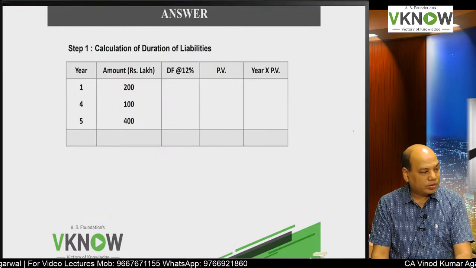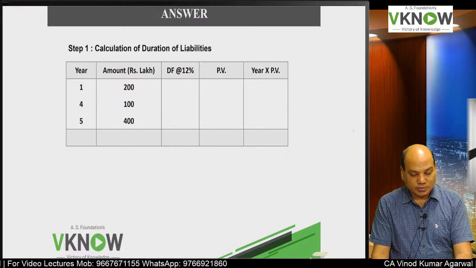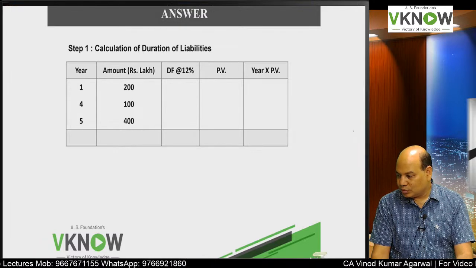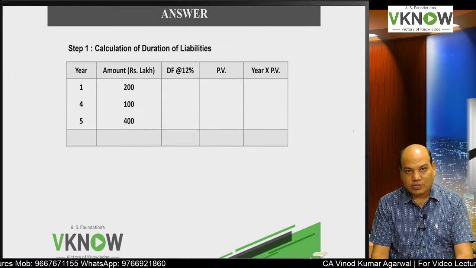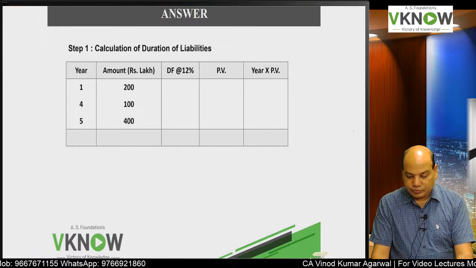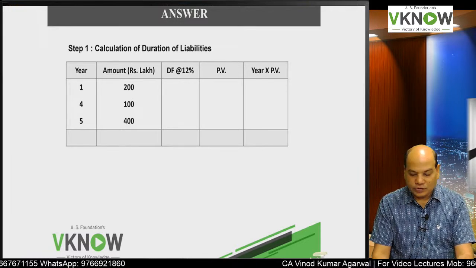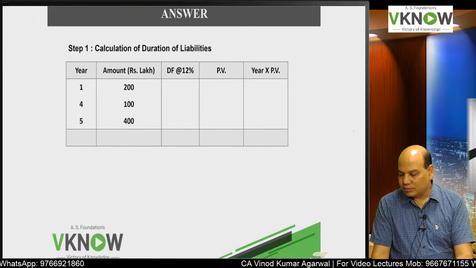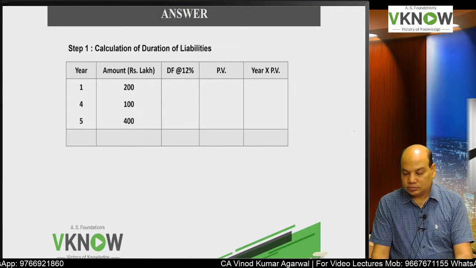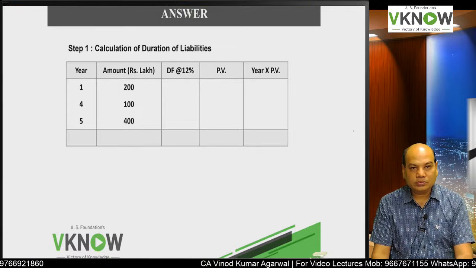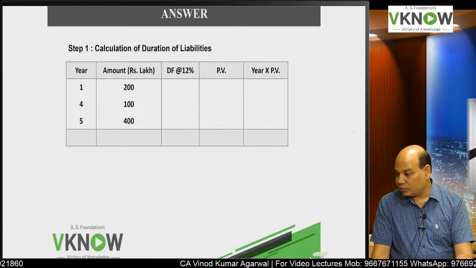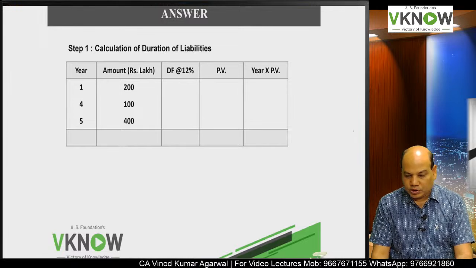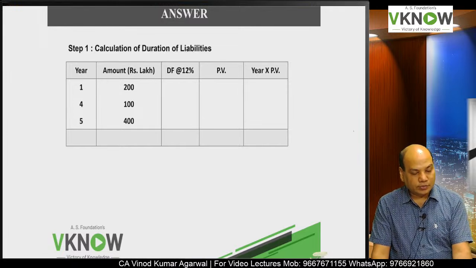So first we'll compute the duration of liability. Write step 1, duration of liabilities. Same format. First column year, second column amount, third column discounting factor at 12%, fourth column present value, and fifth column year into present value. So please solve. Keep the question in front of you.